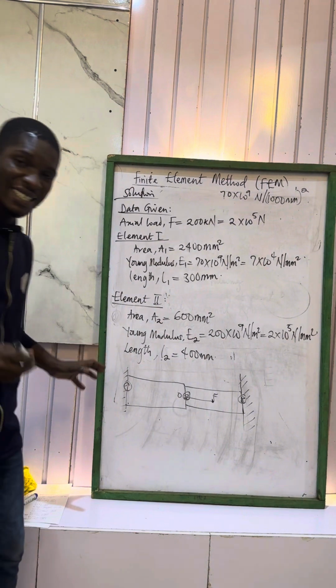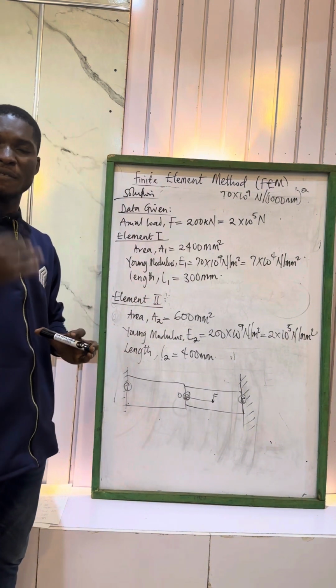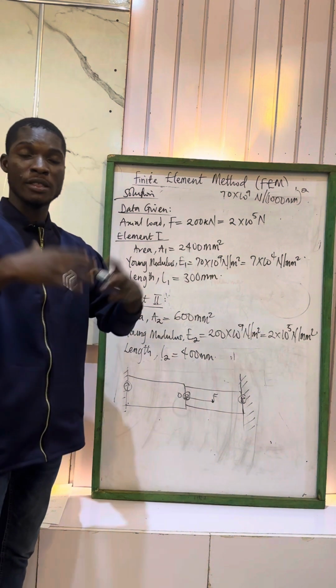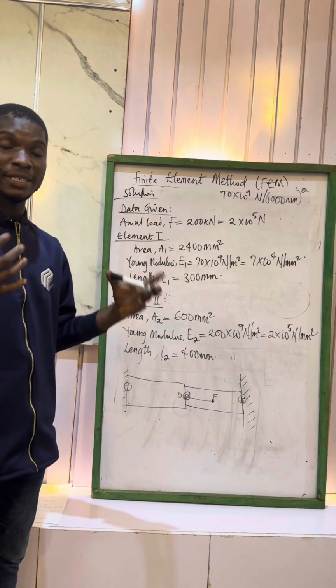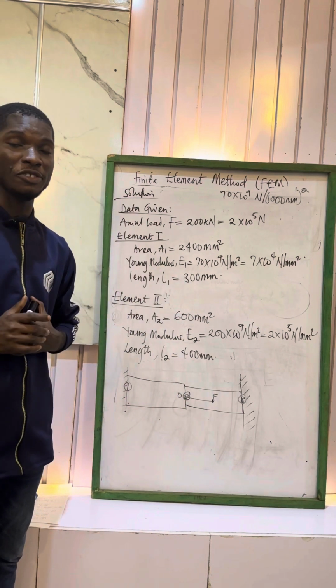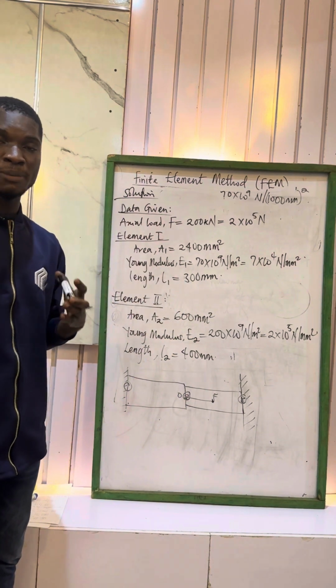We have now discretized the body. So the next thing we're going to do is form the matrices: the vector matrix, the stiffness matrix, and also the displacement matrix.